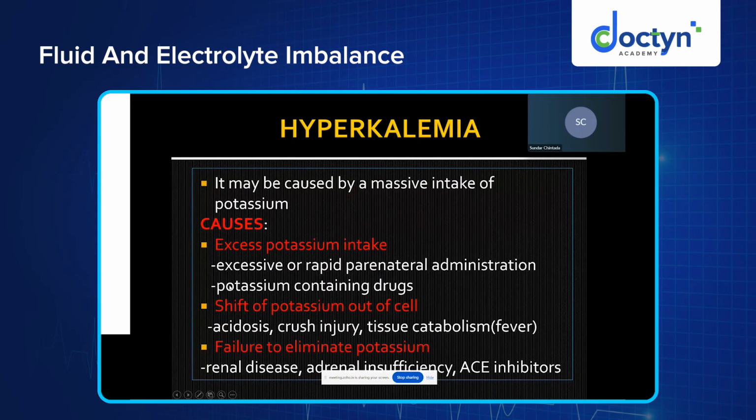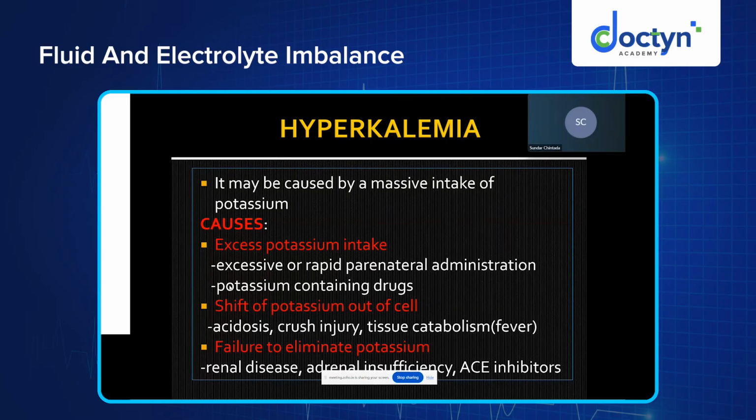So the kidneys are again an important organ, and the primary route of potassium elimination from the body. Hyperkalemia may be caused by a massive intake of potassium. And what can be the cause of hyperkalemia? It can be an excess potassium intake. What can be the causes of excess potassium intake? Either excessive or rapid parenteral administration. Potassium containing drugs can be one of the causes. Shifting of potassium out of the cell can be another cause.